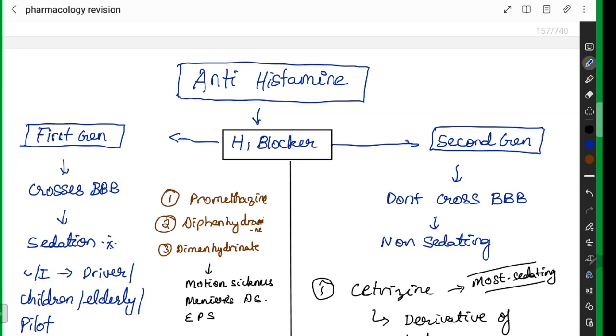Number 1, histamine receptors are present in your central nervous system, where they cause wakefulness, and blocking them causes sedation. Number 2, they are present in your gastrointestinal system, where they cause a rise in acid production. Number 3, they are involved in the allergic reaction. Now what are you going to do? You are going to give drugs that are required to block the wakefulness.